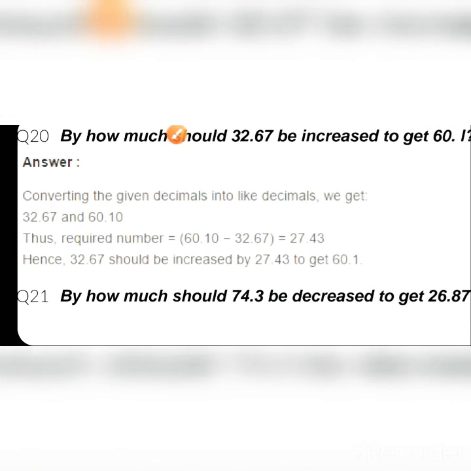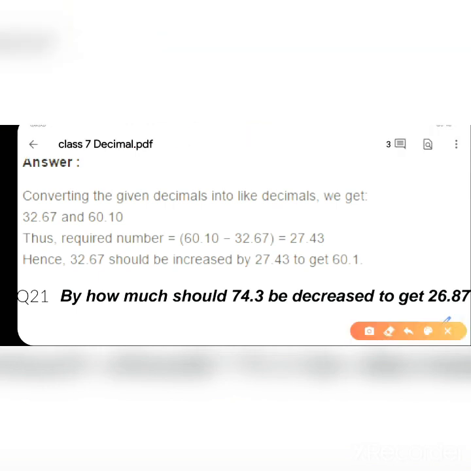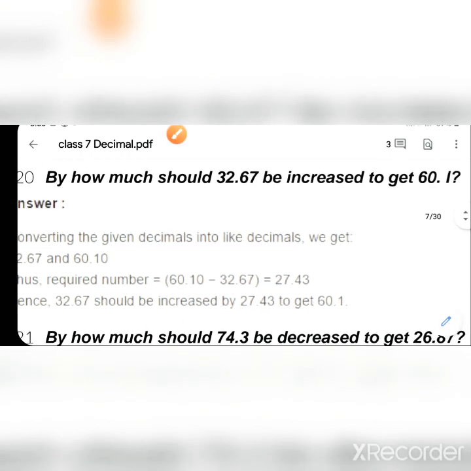Whatever you have to do, either subtraction or addition only you need to do. So for that you need to convert them into like decimals, as it has been done here, and then find the difference of them, and you'll have the answer. I'm telling you the other way by which you can solve.